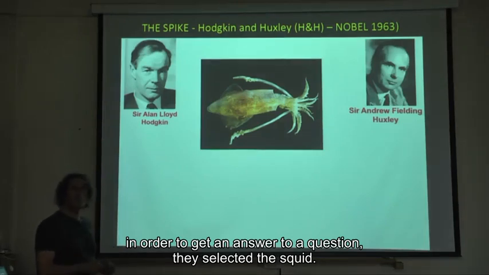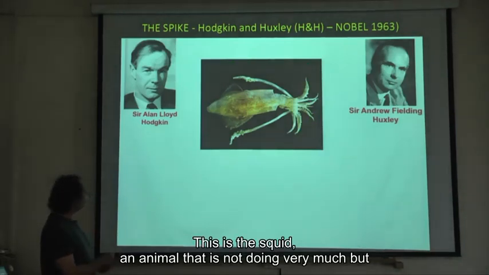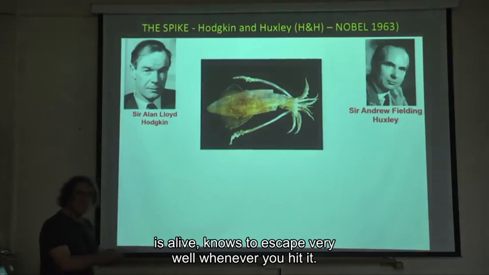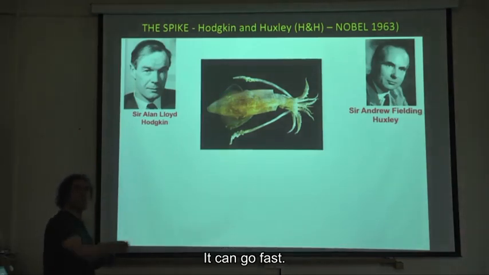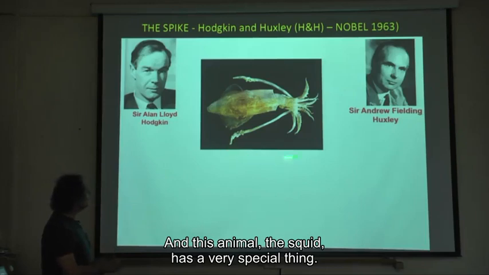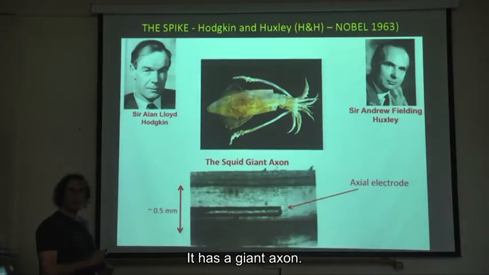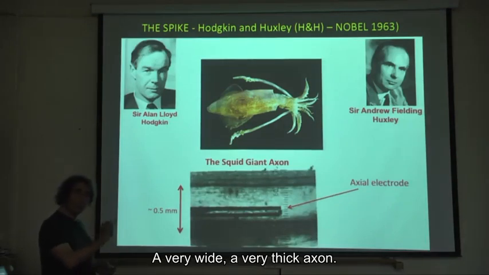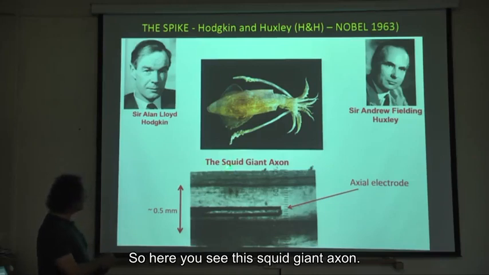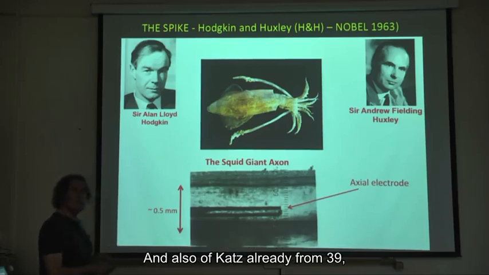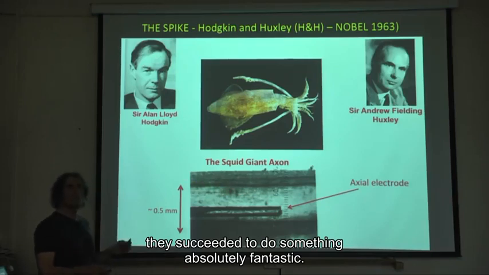They selected the squid. This is the squid, an animal that is not doing very much but is alive, knows to escape very well whenever you hit it, can go fast. And this animal, the squid, has a very special thing. It has a giant axon, a very wide, a very thick axon. So here you see the squid giant axon. This is from the original work of Hodgkin and Huxley, and also of Katz, already from 1939. They succeeded to do something absolutely fantastic.